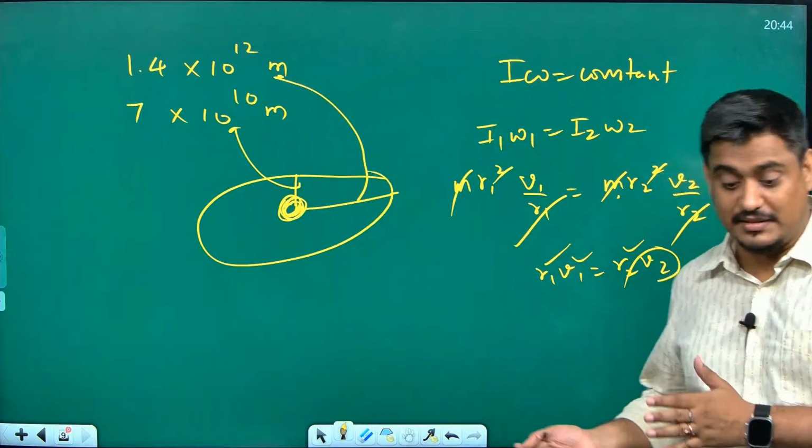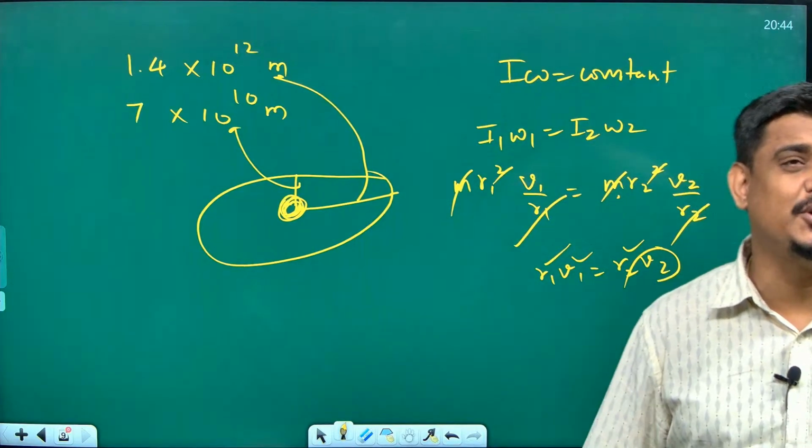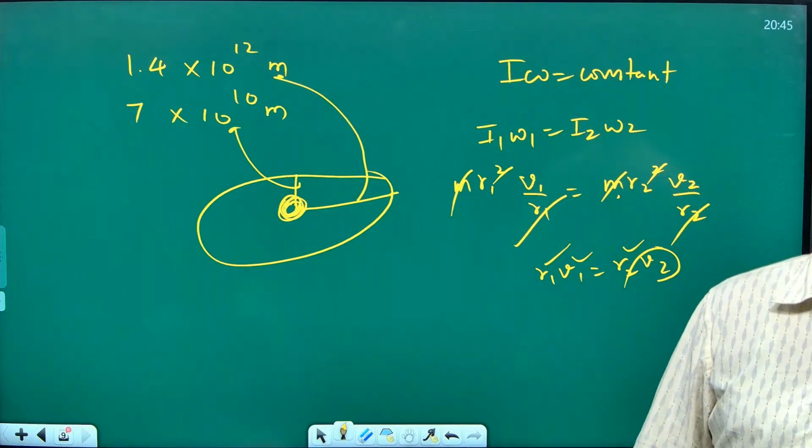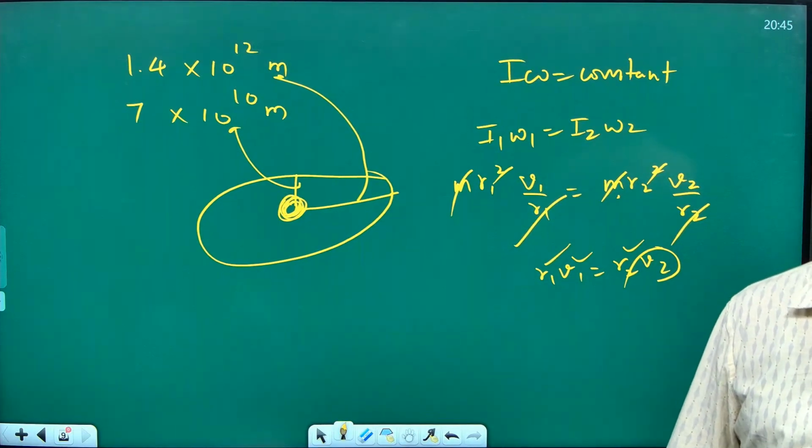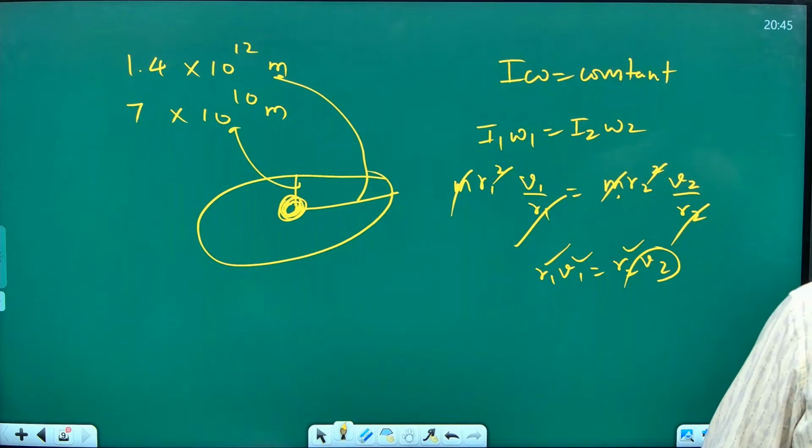Whatever, I don't know the answer. How much did you get, Shoaib? 3 into? 10 to the power 3. I think that is correct. 3000 meter per second is correct.